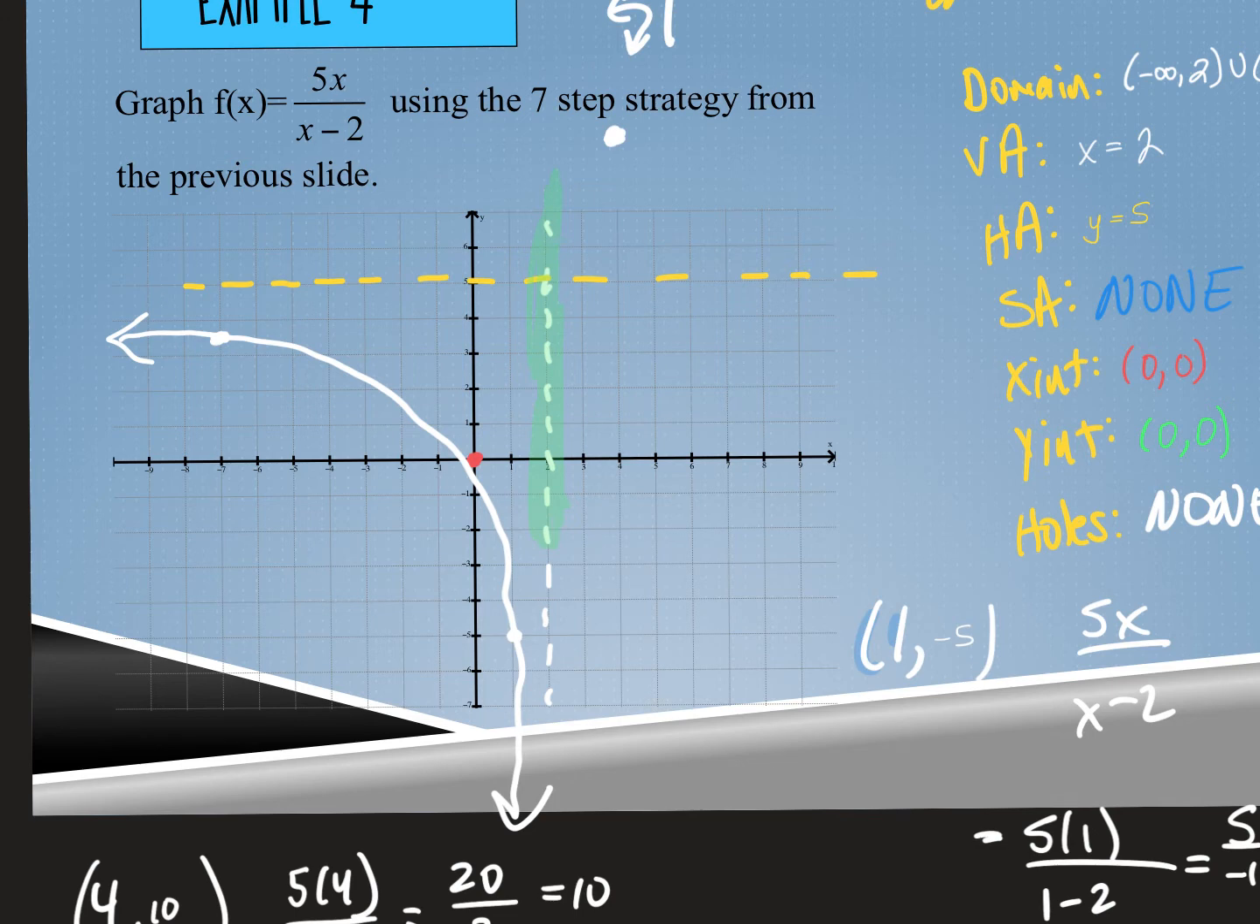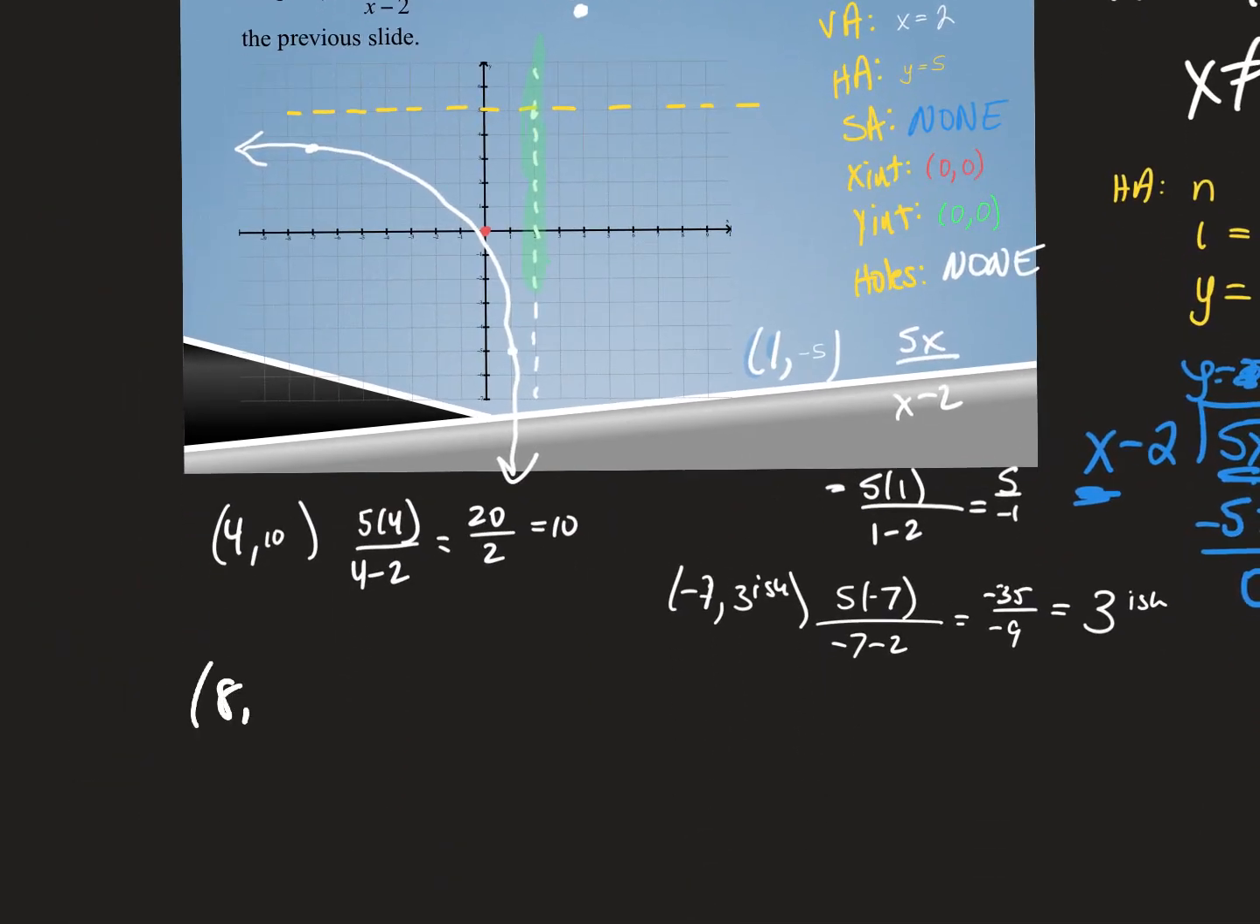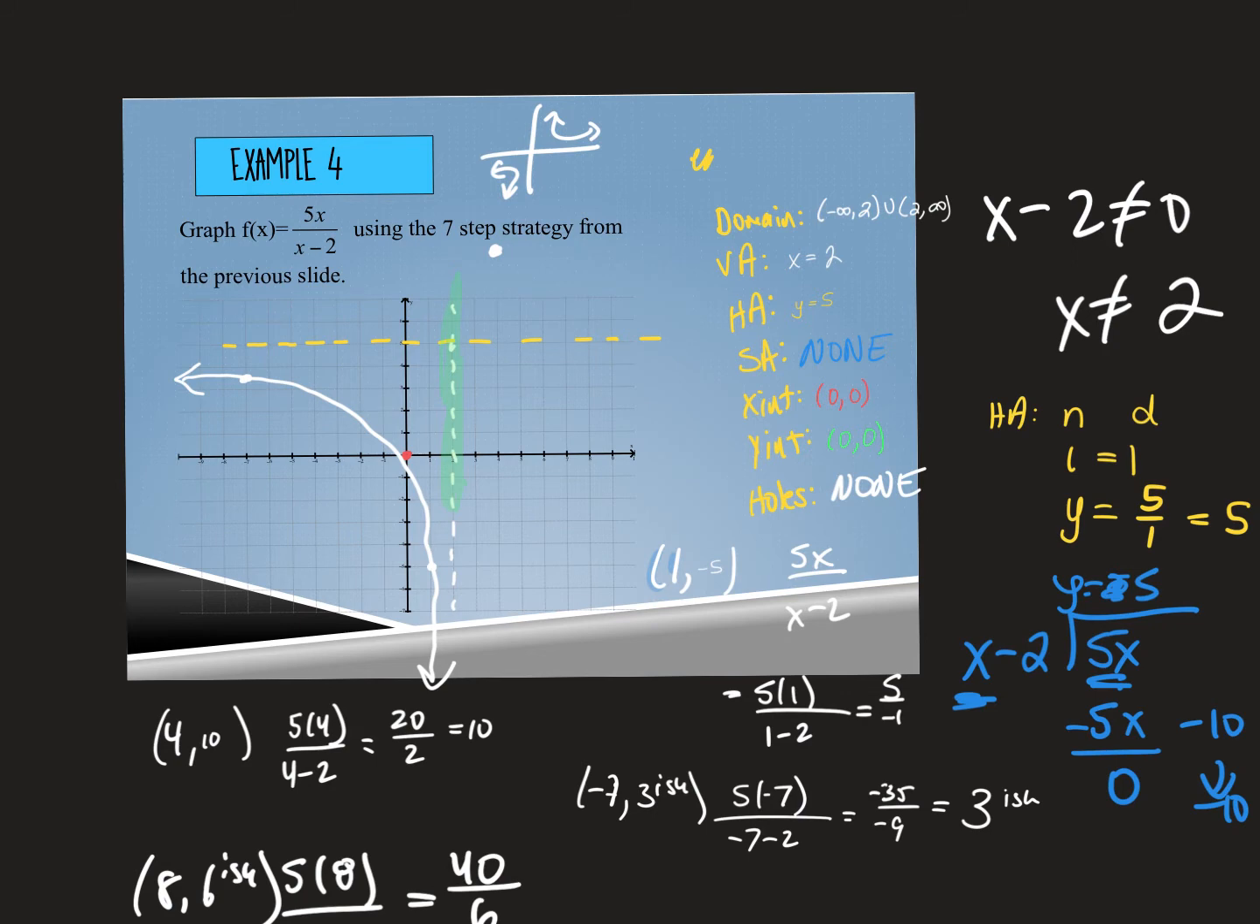So now pick something a little further out. We just want to see kind of what our shape is, how far down our curve goes. Pick something a little further out than 4. 8, okay. Let's do 8. 5 times 8 over 8 minus 2. What's 5 times 8? 40. Over 8 minus 2 is 6. I don't need anything real specific, but 6-ish. So I go over 8, 1, 2, 3, 4, 5, 6, 7, 8, and up 6-ish. So my curve is going to be like this.